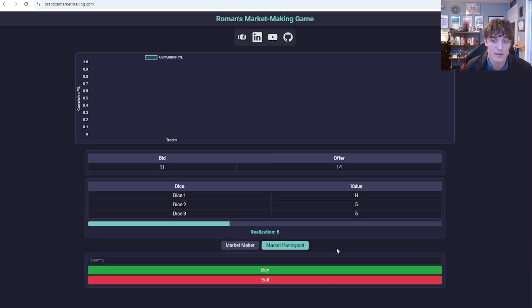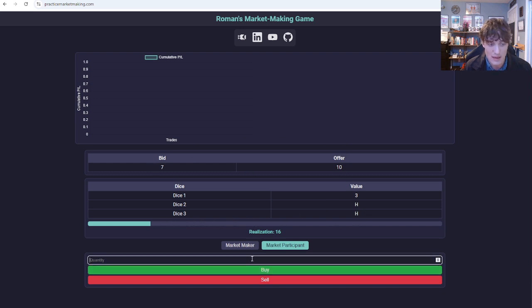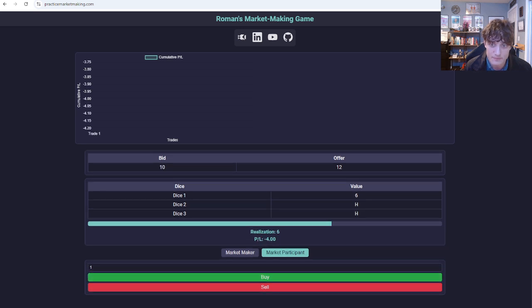So let's go ahead and give this a shot. Every 15 seconds, you're going to get a new bid offer and a new set of values, and then it's going to realize the previous set. So let's play this round. We see three, we see two hidden values. I'm going to compute an expectation of 10 in my head. We have a bid and an offer. We can buy at 10. I will buy one at 10.